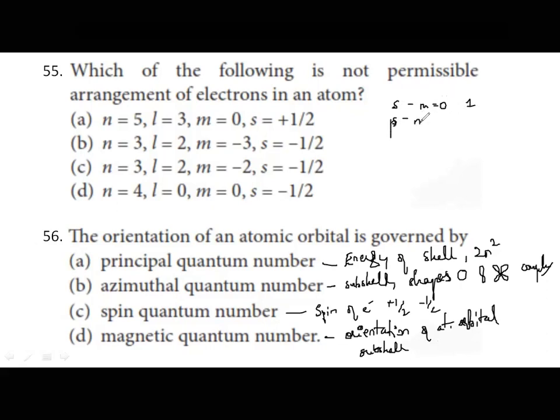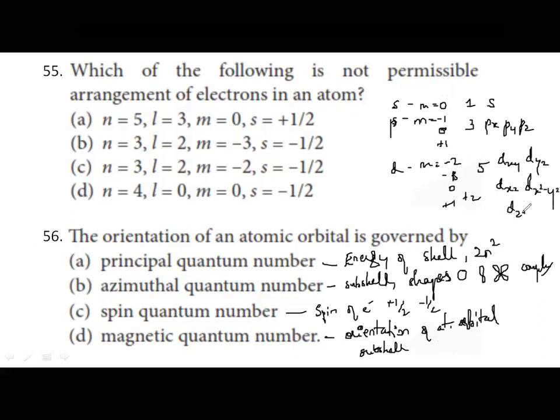For P subshell, M is equal to -1, 0 and +1. Therefore, there are three orientations. So three orbitals: Px, Py, Pz, and this is only S. For D, it is M is equal to -2, -1, 0, +1, +2. So it is having five orientations: dxy, dyz, dxz, dx square y square, and dz square. And for F, it is M is equal to -3, -2, -1, 0, +1, +2, +3. So 7 orientations. That means 7 atomic orbitals.